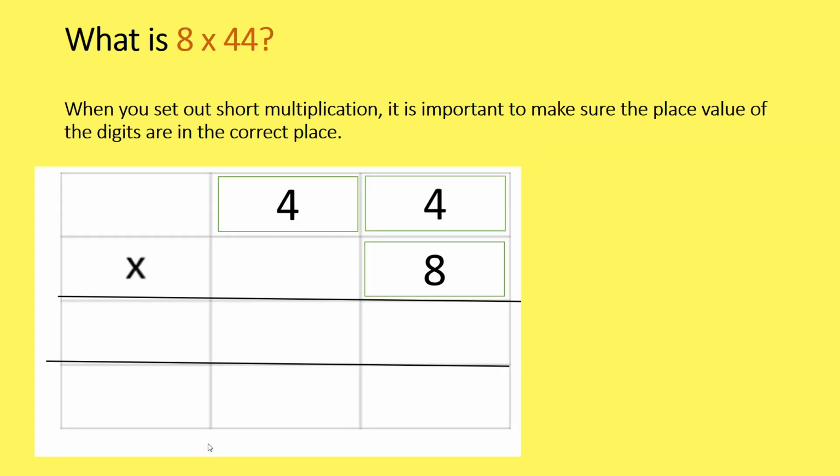Now we'll have a little look at how to multiply 2 and 3-digit numbers by a 1 or a 2-digit number. Now, when we are setting out our short multiplication, it's really important to make sure the place value and the digits are in the correct place.